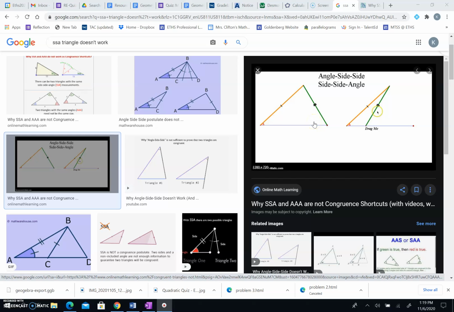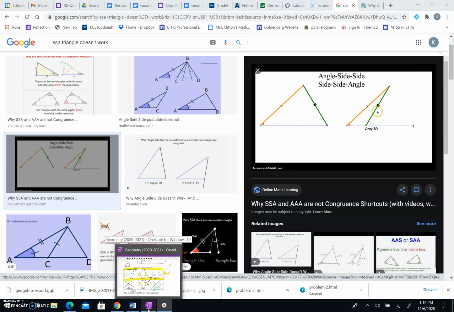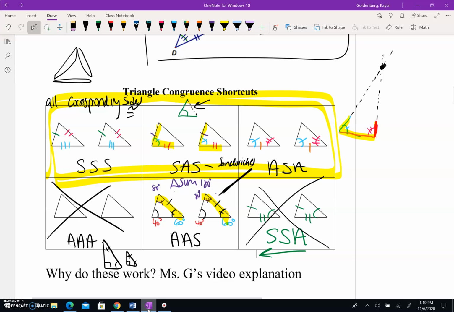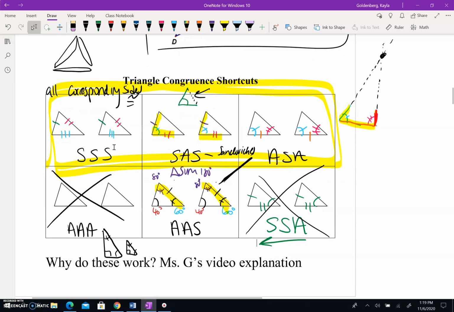So if you have side, side, angle, a side that's congruent, a side that's congruent, and an angle, it's not always the same triangle. This does not serve as a shortcut to show that triangles are congruent, because there can't be any cases where it doesn't work. So that's why that one doesn't work. We talked about the angle one earlier. So the three at the top are pretty easy to remember: your sandwich, your other sandwich, and your all sides.